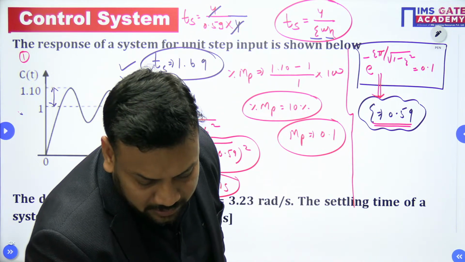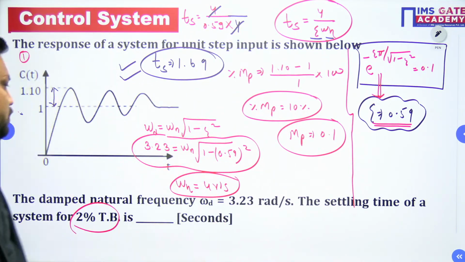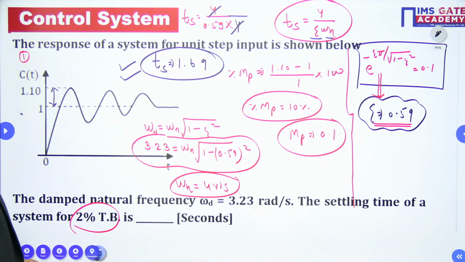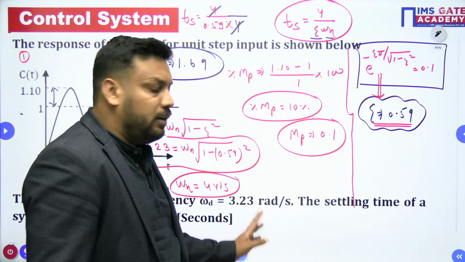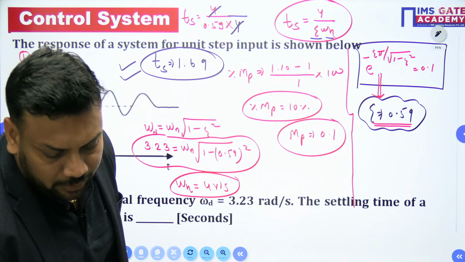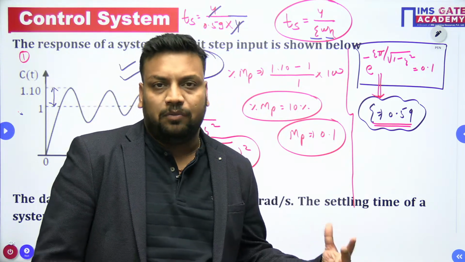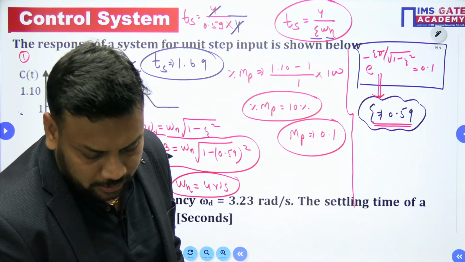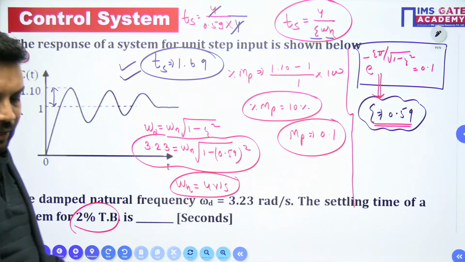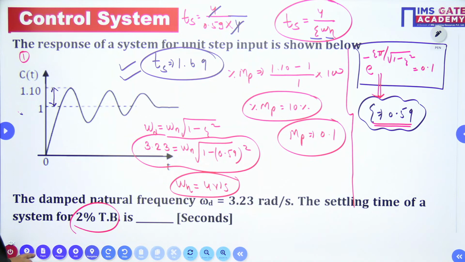Zeta 0.6 you took, 0.59 or 0.6 you can also take, no problem. But the final value should be near 1.6, 1.5 or 1.7, it is near only. Okay, you can calculate later also, no problem. Okay, so now we are going for the next, guys.